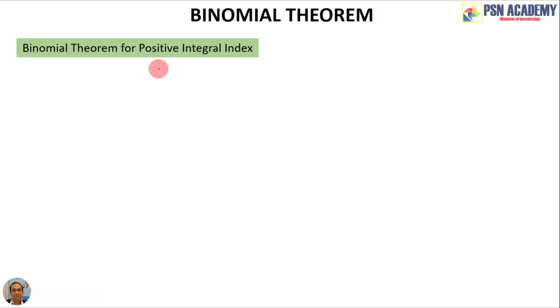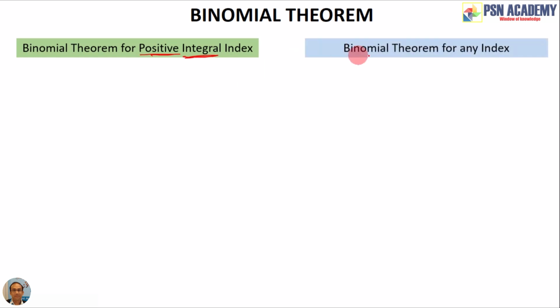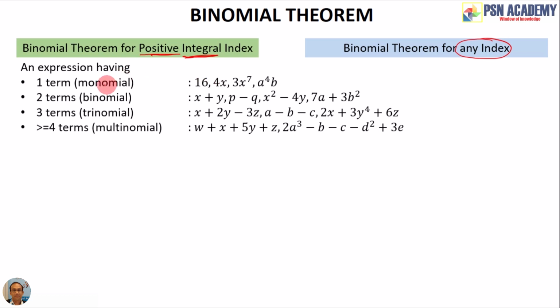Hi, in this video we talk about binomial theorem. Binomial theorem can be done in two ways. The first one is if you have the index as positive and integer. Index means actually the power. And the second way is that for any kind of index, you can have binomial theorem. Now, before going into details about these two ways, let us go for these examples.